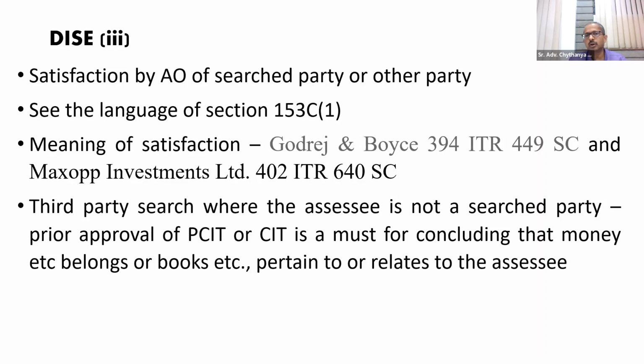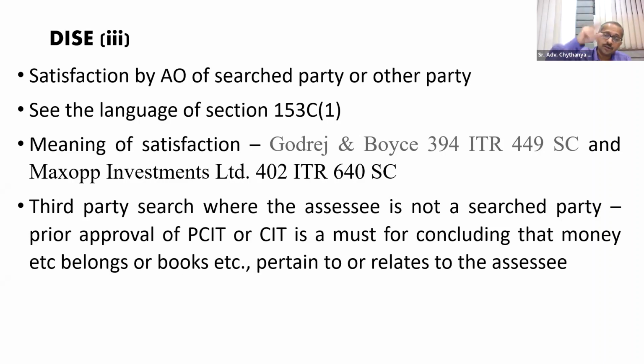It is not something which is just stating so that I am satisfied. Look at the decision of Godrej and Boyce in 394 ITR 449, Maxopp case in 402 ITR 640. In the context of 14A, where a similar word satisfied is used, they've said that it has to be a speaking satisfaction. You cannot be allowed to guess as to what may have been his satisfaction. So he has to be satisfied. And it has to be the prior approval. Who has to be satisfied? In our example, is it the AO of Sharma or the AO of Chythanya?